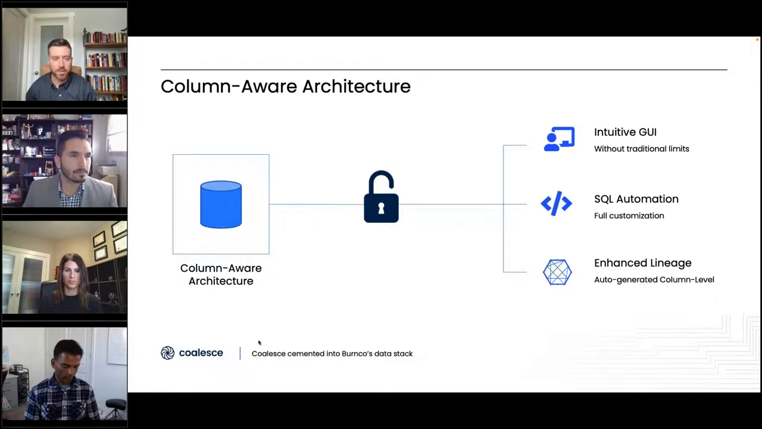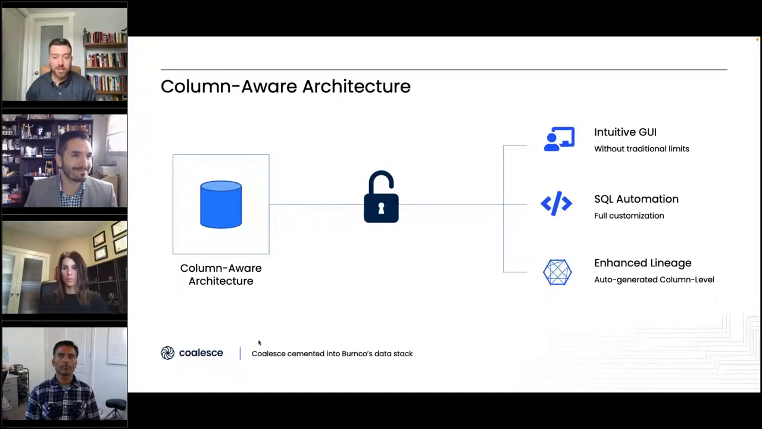And kind of like Alex was saying, when we were building Coalesce, the problem we're trying to solve for is how do you give a data engineer or a developer a tool that both has the efficiency of a GUI but without sacrificing the flexibility of a code-first approach, right? And we solve that problem by what we call our column-aware architecture. And what that really means is that Coalesce is aware of every column in the data warehouse. So really creative name, right?